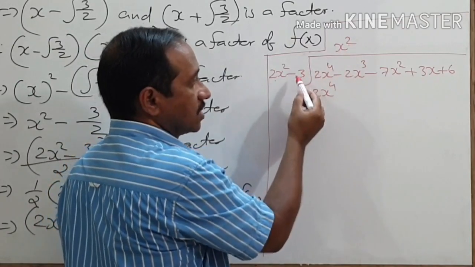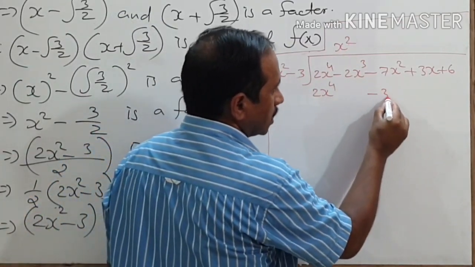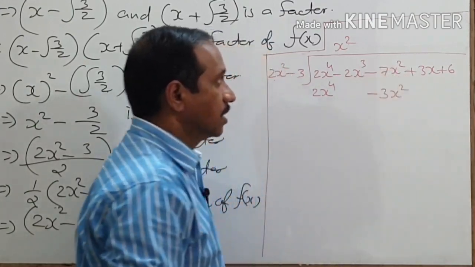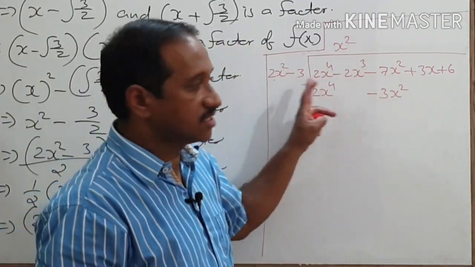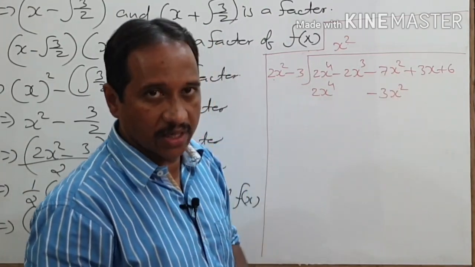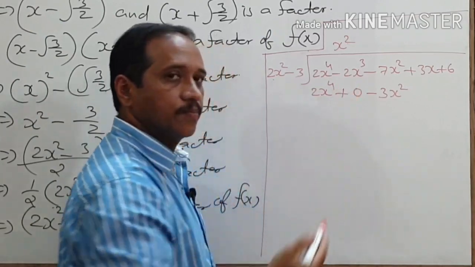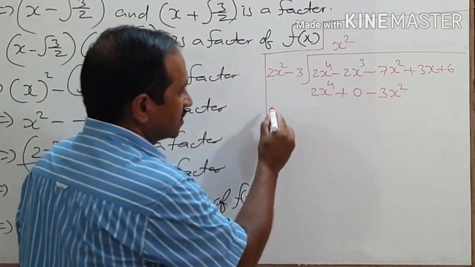X square into minus 3x square, so that we will write under x square term. X square into minus 3 is minus 3x square, that I write under 7x square. Here we don't have a x cube term, so I write it as 0. The next is subtraction.